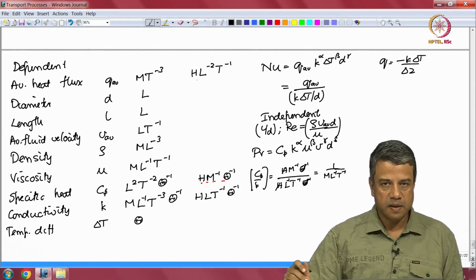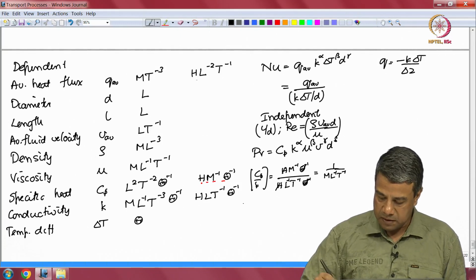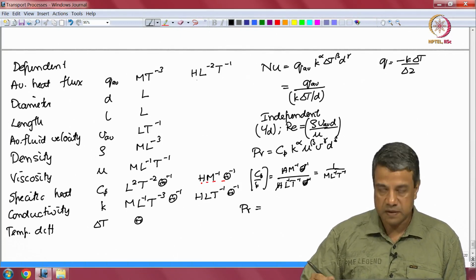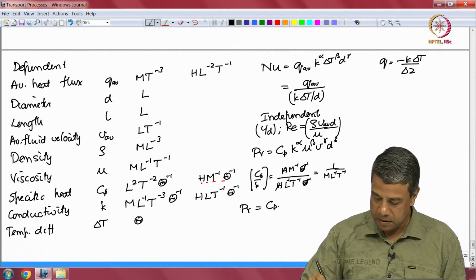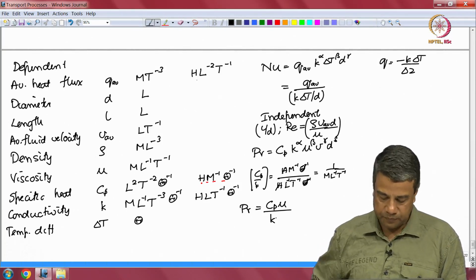This has precisely the same dimension as the viscosity. Therefore, I can define this Prandtl number as viscosity divided by this, and that is Cp mu by K.